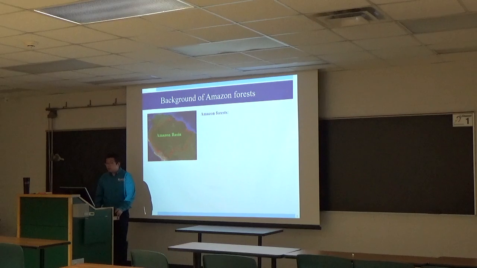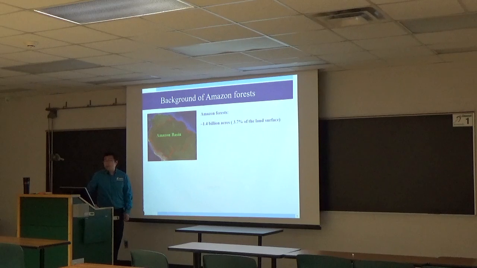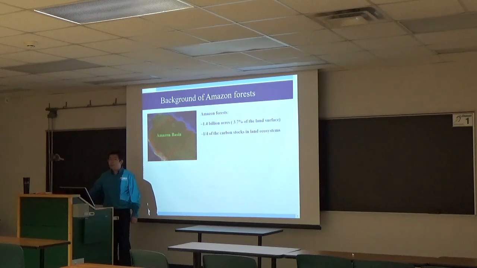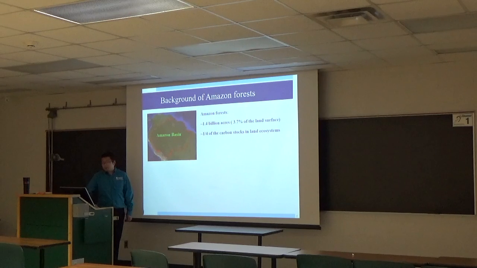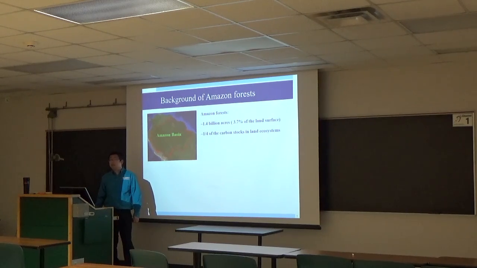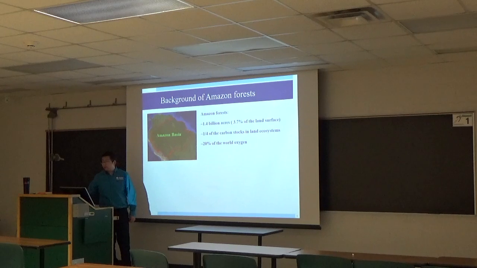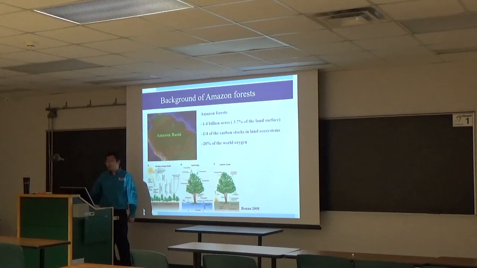So first, we all know the Amazon forest is big. It's about 1.4 million acres, about 3.7% of the land surface, and it has very large carbon stocks in the land ecosystem. And also the Amazon forest is green. It produces about 20% of the world's oxygen, so it's a really important ecosystem, and it plays a really important role in the surface energy flux, the hydrology cycles, and also the carbon cycles.